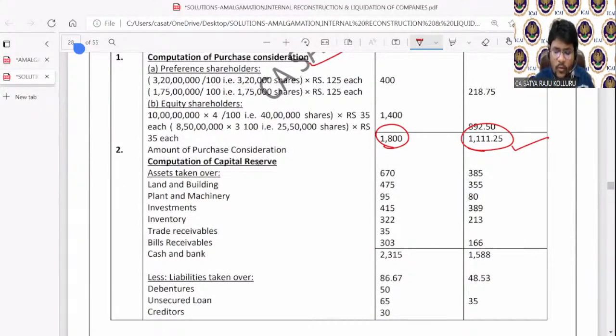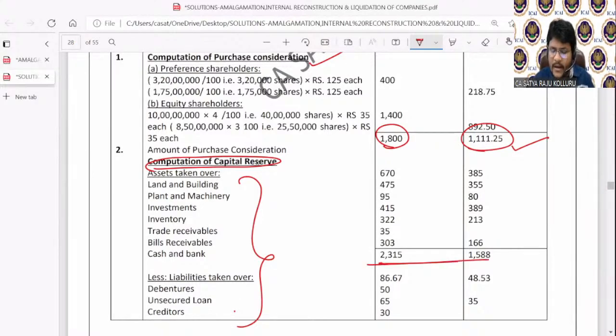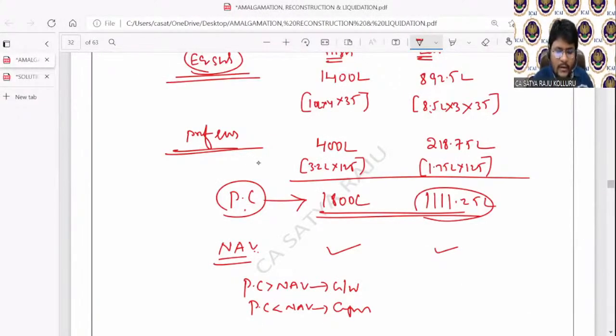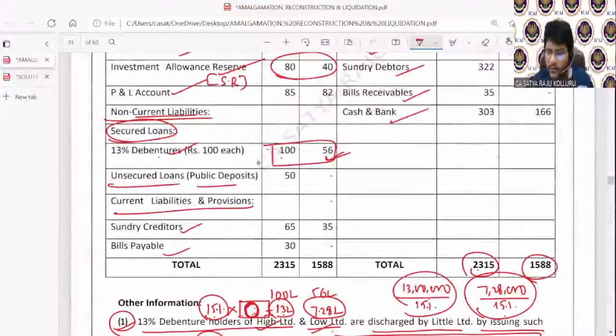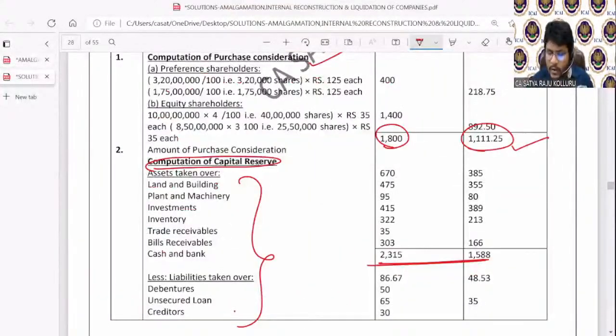Then he compared with NAV. To know the capital reserve, we are comparing the net asset value of the business taken over with the purchase consideration. Sir, assets are same as in the balance sheet. If you observe in the balance sheet, what are the totals given? Which are 2315 and 1588. That is the total assets. But he wrote individually. Less liabilities taken over.